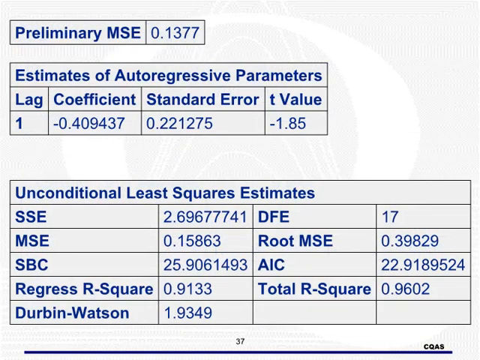Here is the model fit using the ML method. Phi is estimated and the fit statistics are given. Notice the value for the DW test. It is much closer to 2 this time.